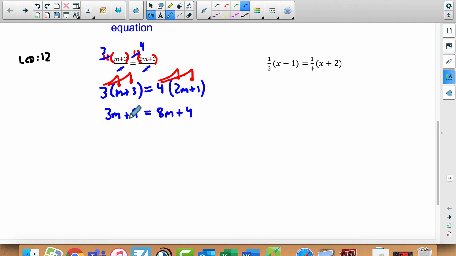Do we have like terms over here? No. Do we have like terms over here? No. Do we have m's on both sides? Yeah, we do. We want to get all the m's to one side. So let's take the smaller one, the 3m, and subtract 3m from both sides.